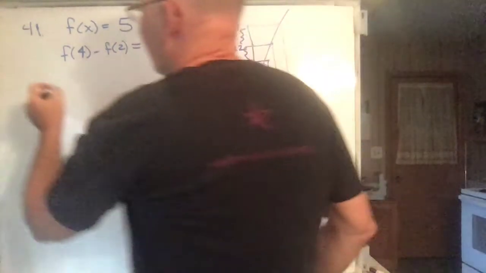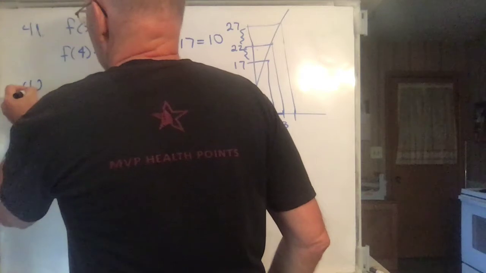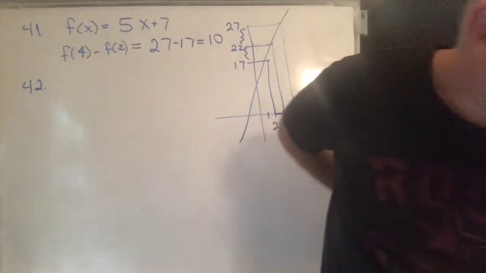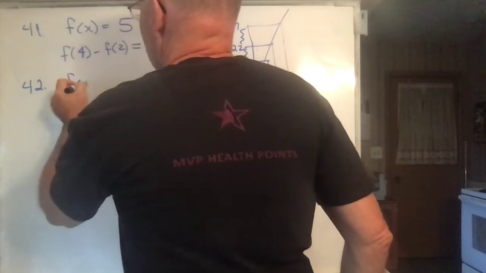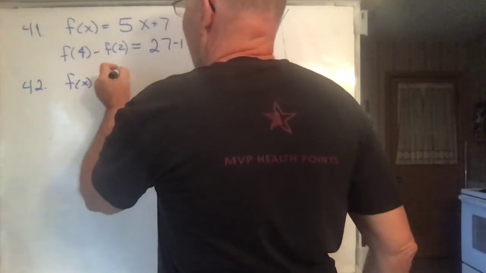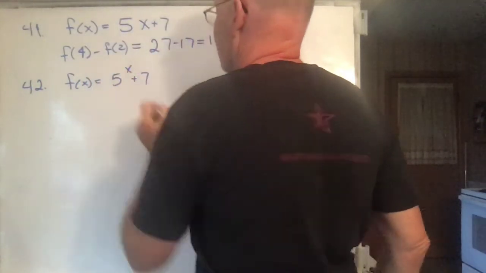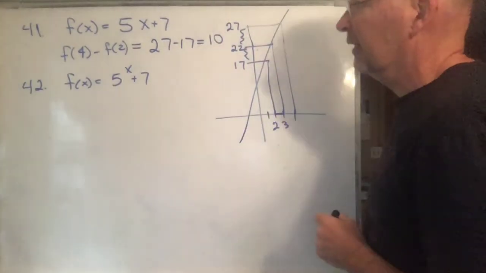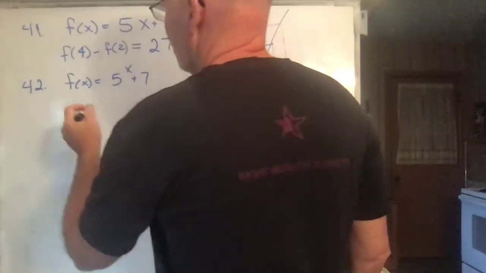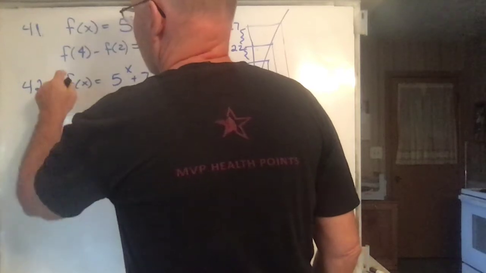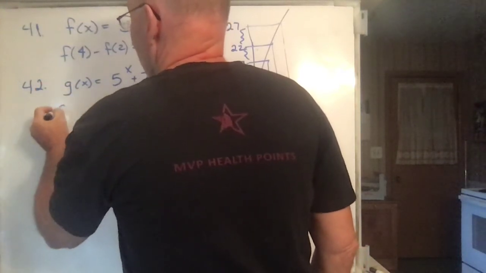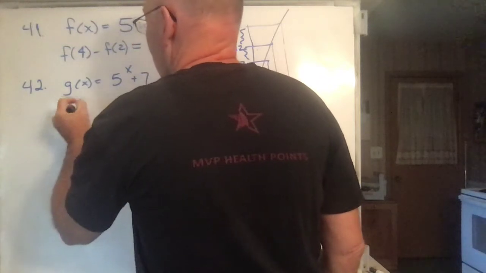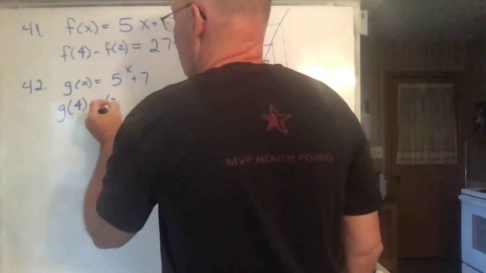Now let's compare that with 42 rather. 42 says, what if we have the function f of x is equal to 5 to the x power plus 7? How does that affect things when we go from 2 to 4? Well, let's do it. I guess this is the function g instead. So here we have g of 4 minus g of 2.